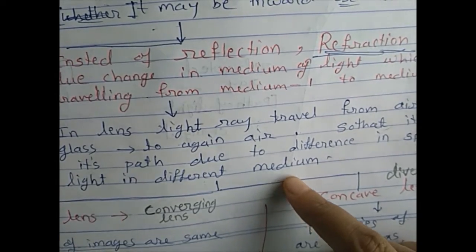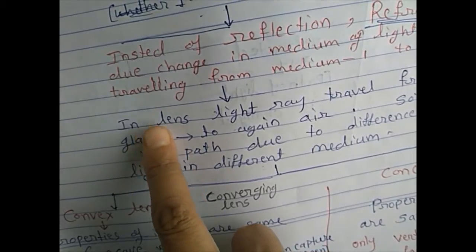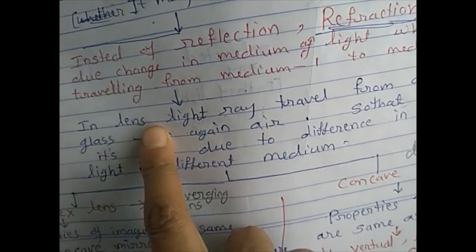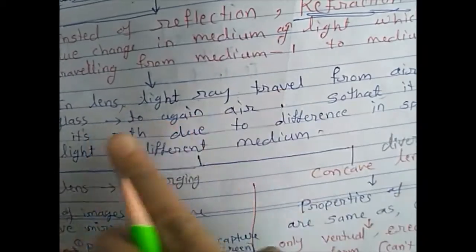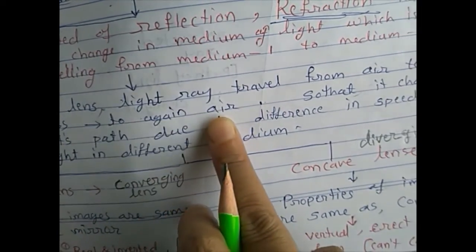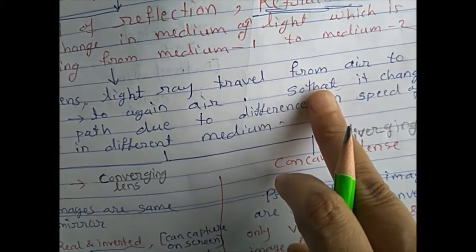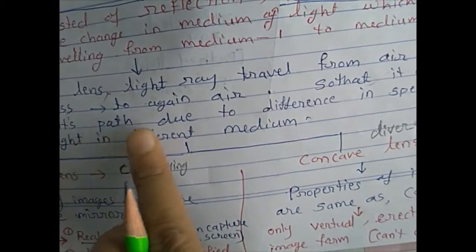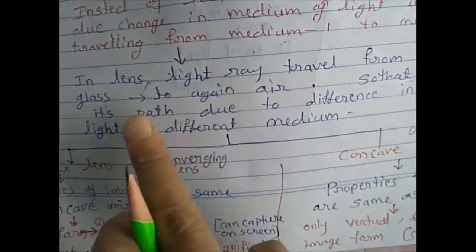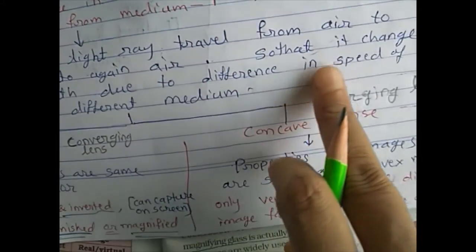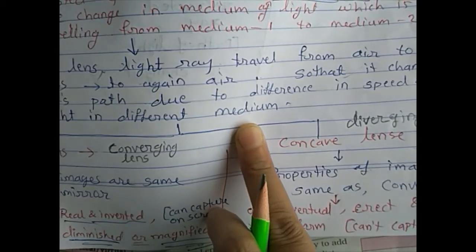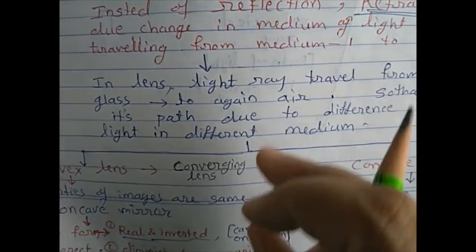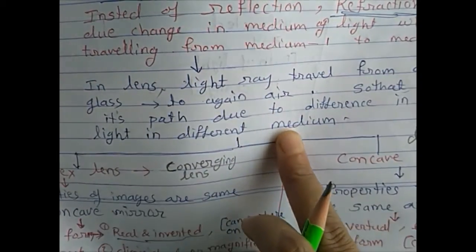Okay. So next point is, in a lens the light ray travels from air to glass and glass to air again, so that it changes its path. It means light changes its path due to difference in speed of light in different mediums. Okay. So उसका पाथ चेंज होता है.